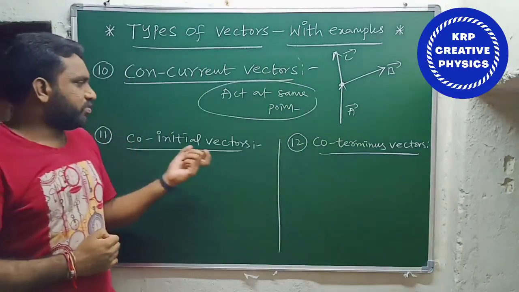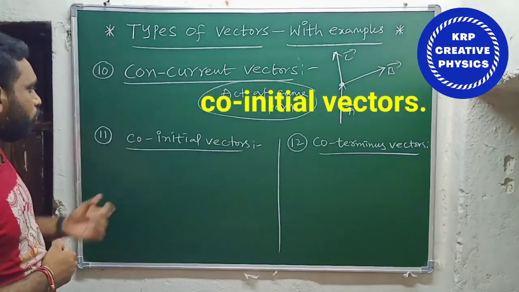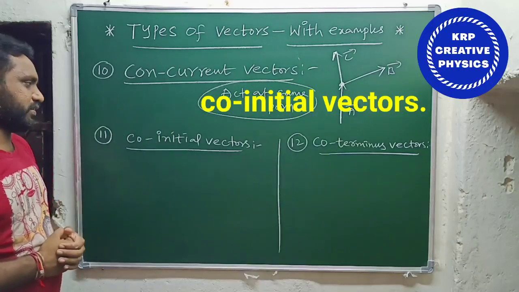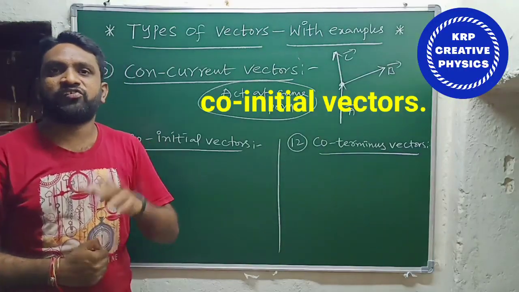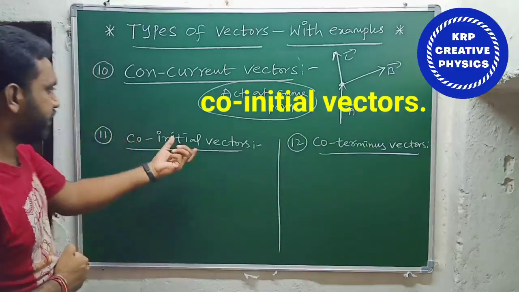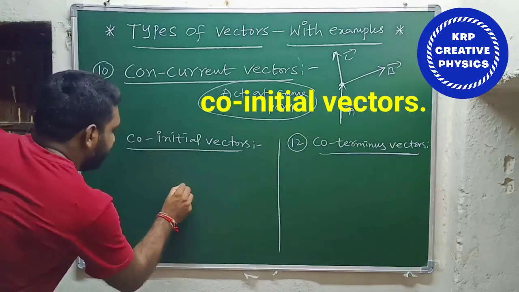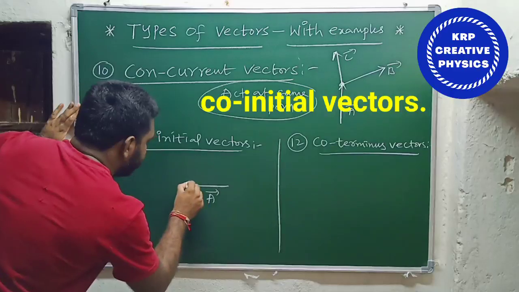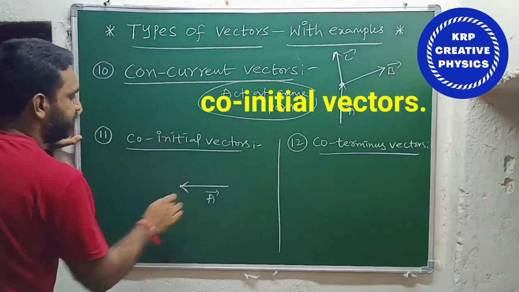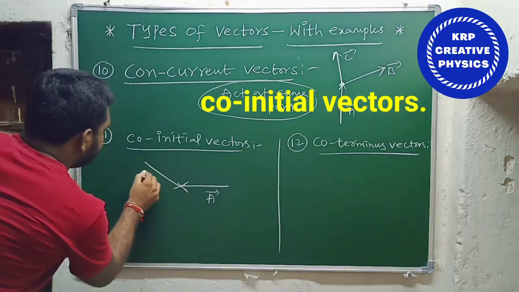Now we will consider some types of concurrent vectors. First one, co-initial vectors. Co means same. If two or more vectors have the same initial point, then they are said to be co-initial vectors. Consider the example for this one. This is one point here, and one vector is going to act. This is vector A. This is the initial point, the tail. And one more vector is going to act at this point. This is vector B.